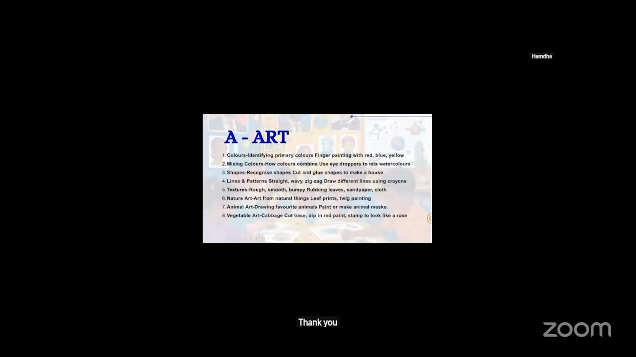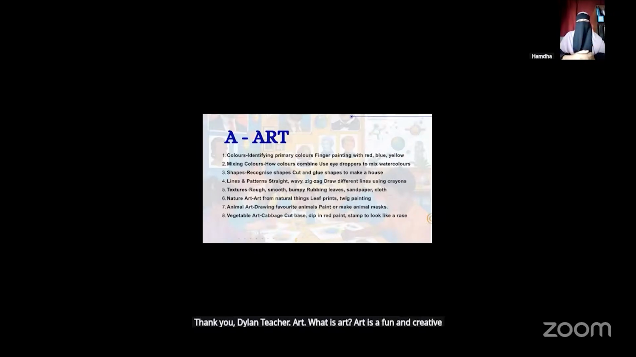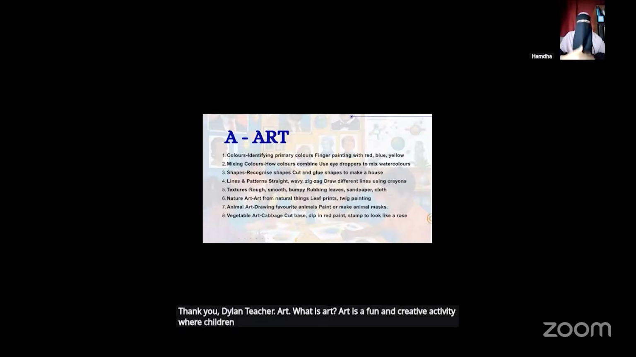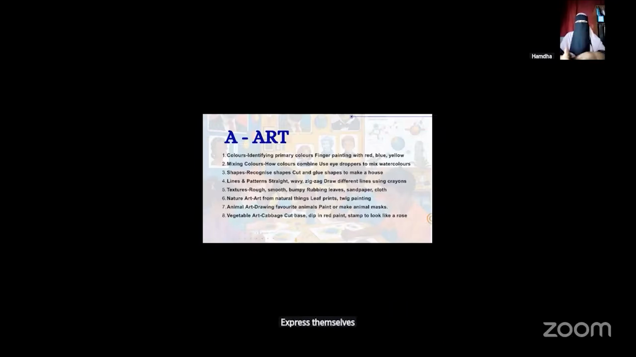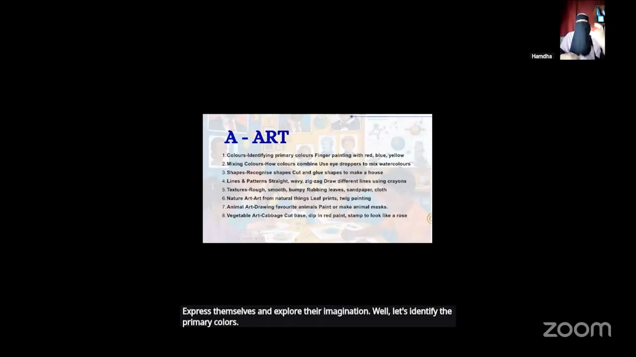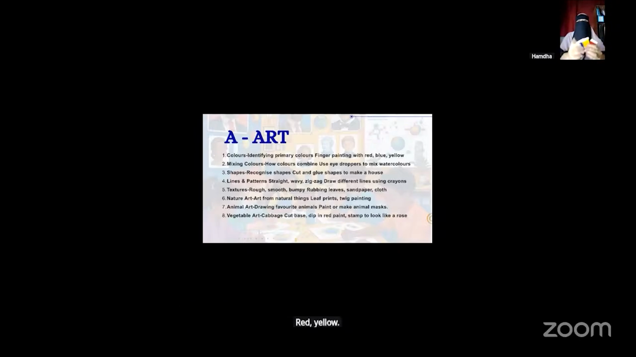Thank you, Dilini teacher. Art. What is art? Art is a fun and creative activity where children use colors, shapes, and materials to express themselves and explore their imagination. Colors: identify the primary colors, red, yellow, blue. We can ask our children, which things are yellow? Lemon, banana, sun. What is this color, red? Then we ask the children, which things are red? Apple, watermelon, like that.